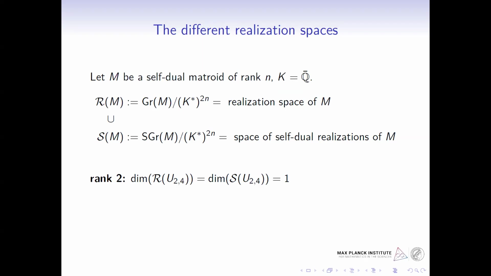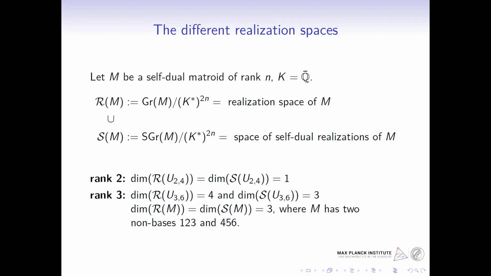So for n equal 3, we need to look at all self-dual matroids of rank 3 on 6 elements, and there are 2. There's the uniform matroid, with realization dimension 4. And now we remember 6 distinct points on the plane are self-dual whenever they lie on a conic. That's a codimension 1 condition. So the self-dual realization space is of dimension 3, strictly smaller. There is a second self-dual matroid of rank 3 that has 2 non-bases, 1, 2, 3 and 4, 5, 6. And in this case, the dimensions of the realization and the self-dual realization space again coincide.